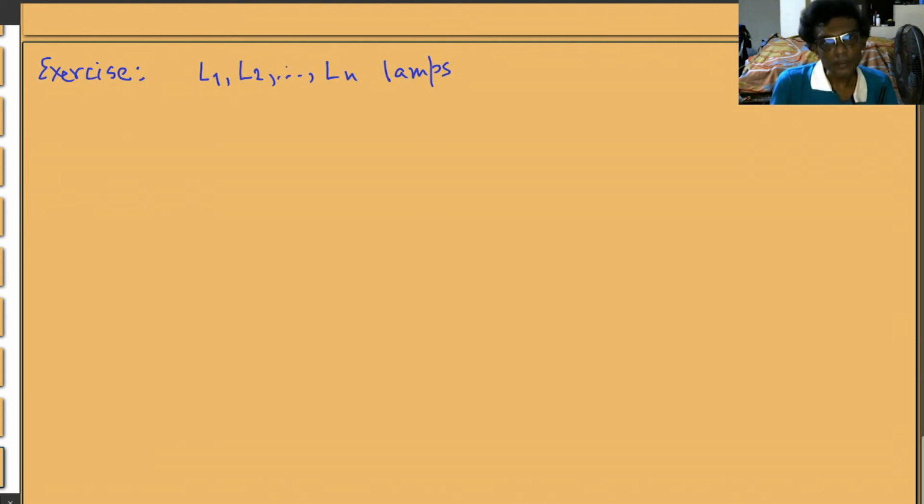Then you look at 3. All multiples of 3. So L3, if it is switched on, switch it off. If it is switched off, switch it on. So toggle the state. And finally you do it for n such steps. So the question is, which of the lamps will be on after this entire process is over. So I will just give you a better way of representing this.